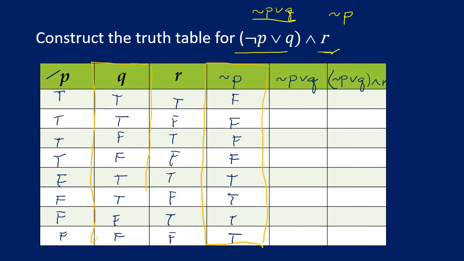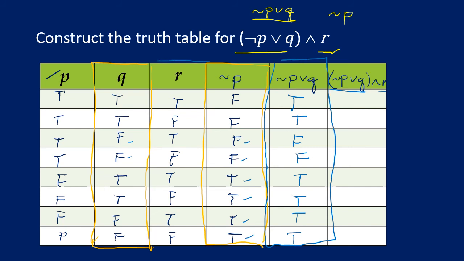Not P or Q. When is the statement with or true? We need at least one to be true, correct? So for this one, what is it, true or false? You have one true. Q is true. So this is true. And then this is true. For this one, none of them are true, so this is false. For here, since not P, one component is already true, that makes the entire thing true already. And lastly, not P or Q, and then R. So we will look at the components, the column not P or Q, and the column R. Okay. So, maybe I should highlight.